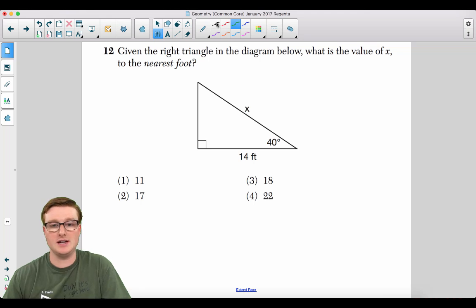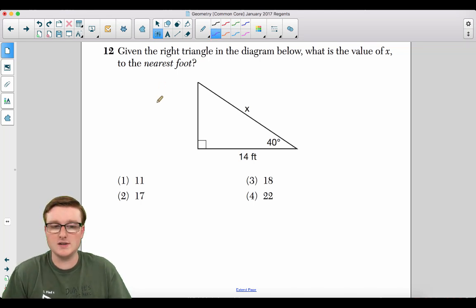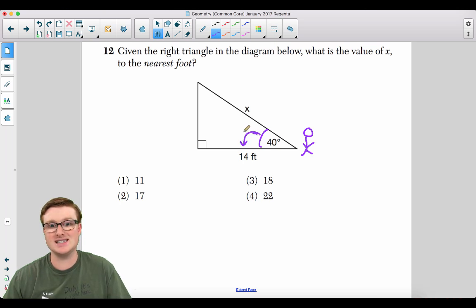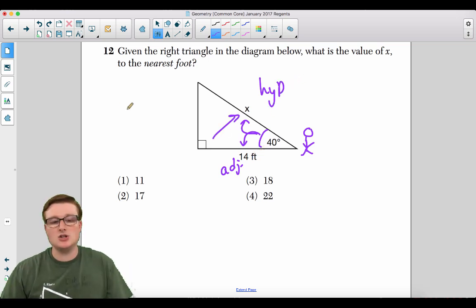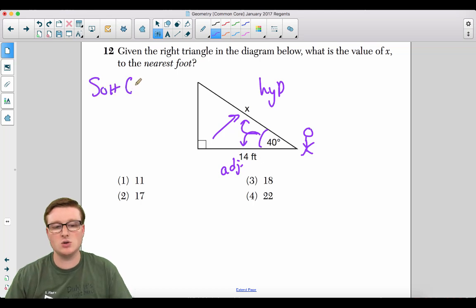All right, last question of the video. Given the right triangle in the diagram below, what is the value of x to the nearest foot? So you're going to draw your little stick figure man, and you are going to say, all right, 14 is your adjacent side, x is your hypotenuse. Your reason is it is across from your right angle, that's why it's the hypotenuse, and the adjacent side is next to it. So we are using, again, SOHCAHTOA. So if we have the adjacent and the hypotenuse, we are using cosine.